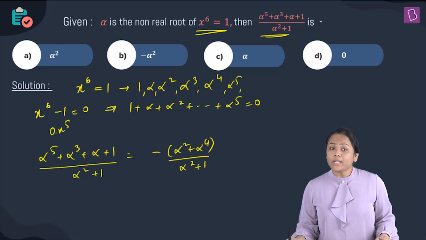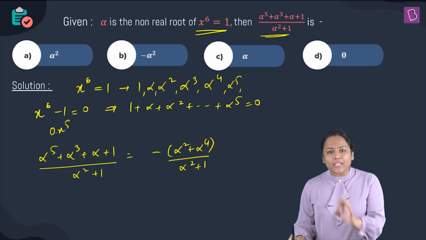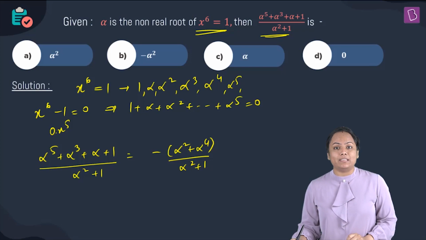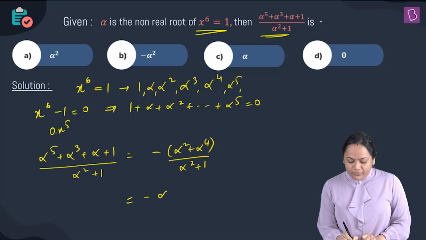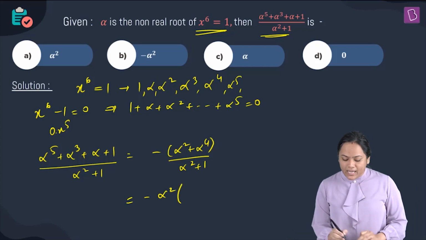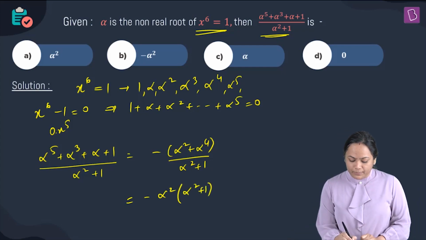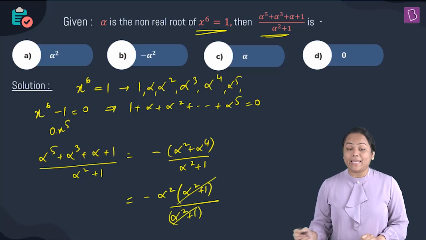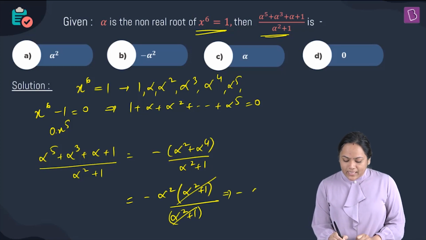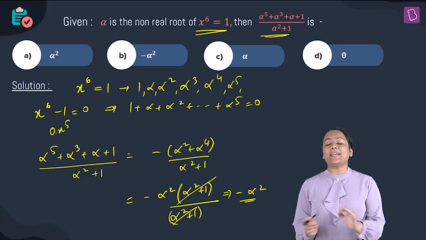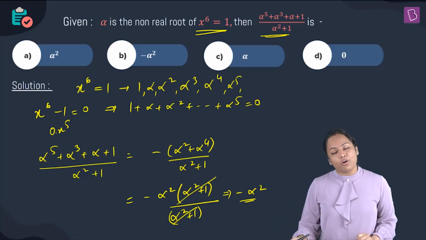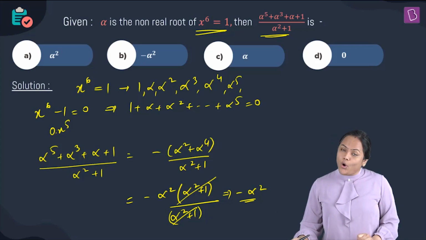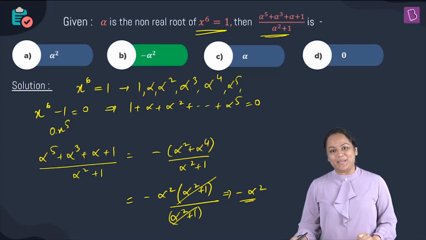Clear? What now? Well, now we can actually take something common from the numerator. What is that? Alpha square, that's right. So when I take alpha square common, I'm going to get minus alpha square multiplied by alpha square plus 1 divided by alpha square plus 1. And this part is getting cancelled out. That means I can say that my final answer will come out as minus alpha square. Clear? Just based upon the sum of all the roots of unity. And if we look at the options, we can say the answer will be B.